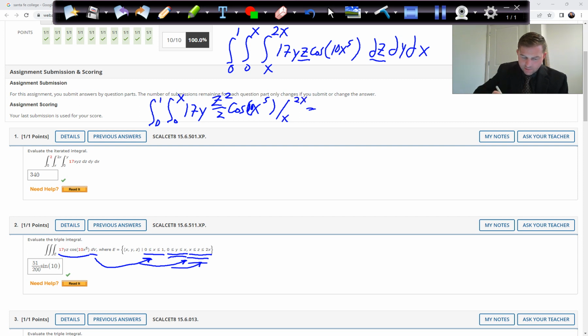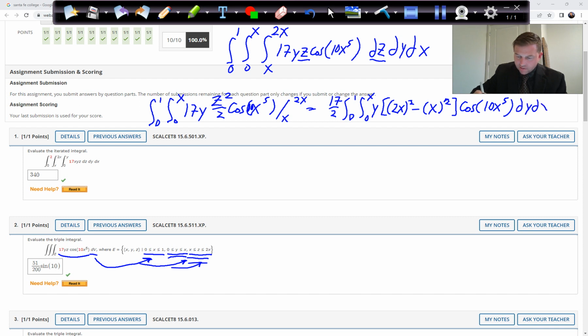So we're going to get, let me pull the 17 halves all the way to the front. 0 to 1, 0 to x, of y times 2x squared minus x squared, upper limit plugged into z squared minus lower limit put into z squared, and then we have the cosine of 10x to the 5th still out here, and now we're done with z, so it's just dy dx.